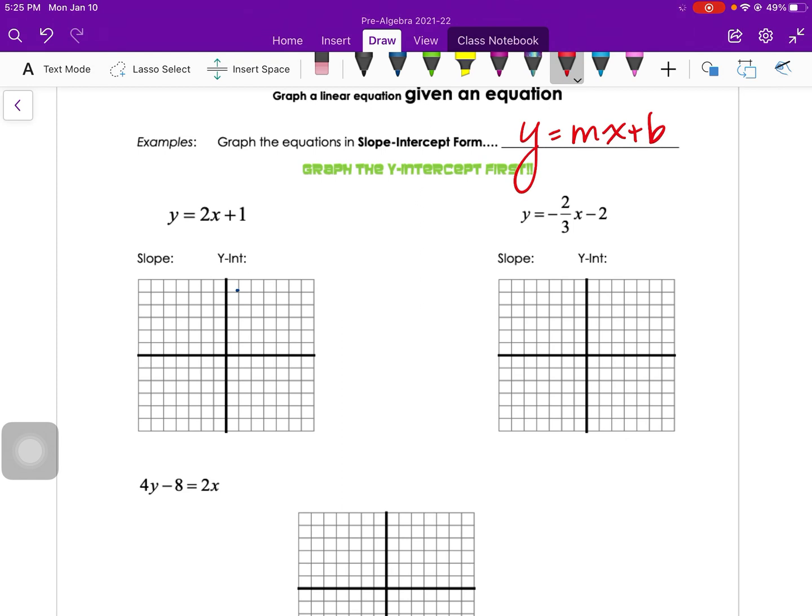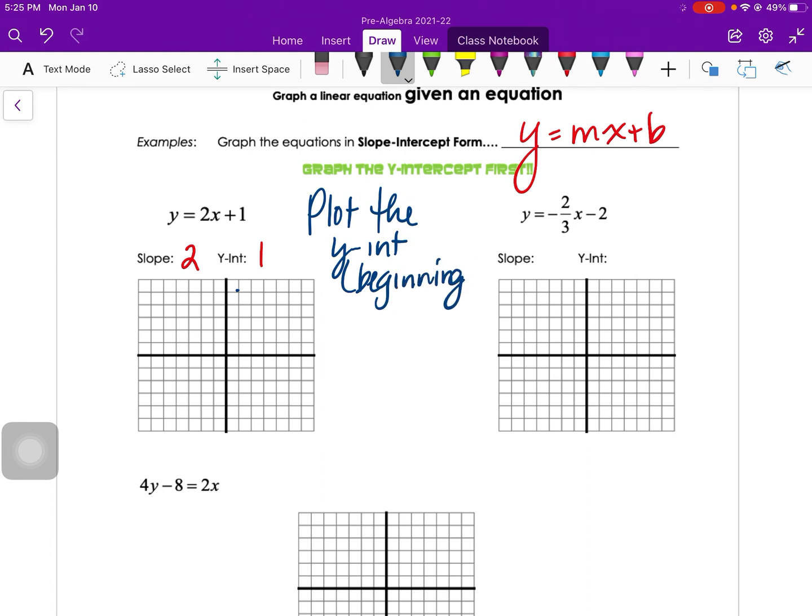So here, if y equals 2x plus 1, I start by identifying the slope, which is 2, and the y-intercept, which is 1. And my next step, remember, I'm always going to start by plotting the y-intercept first, which is the beginning of my line. Okay, so my y-intercept is 1. I plot a point at 1 to count a slope of 2. Remember, 2 is like 2 over 1, so I go up 2 over 1, up 2 over 1, and I plot a couple more points.